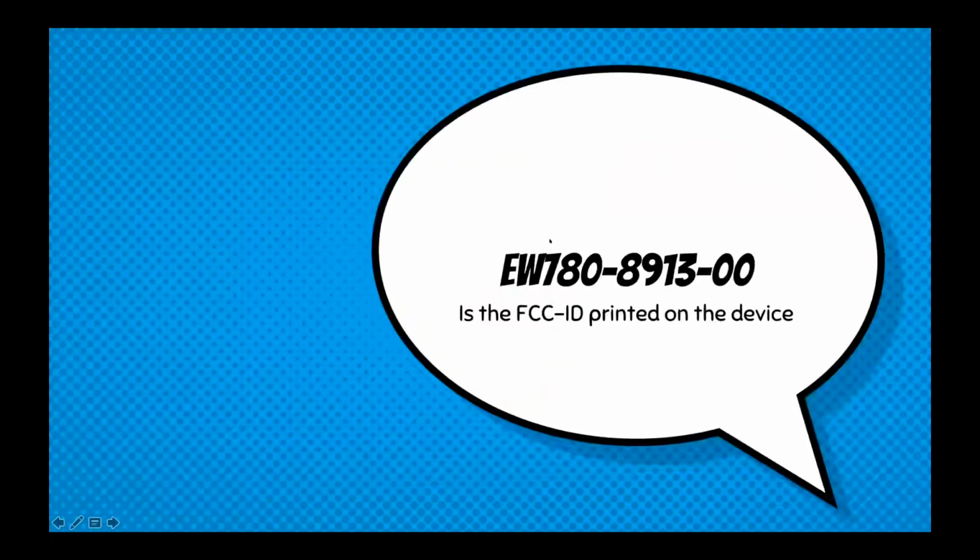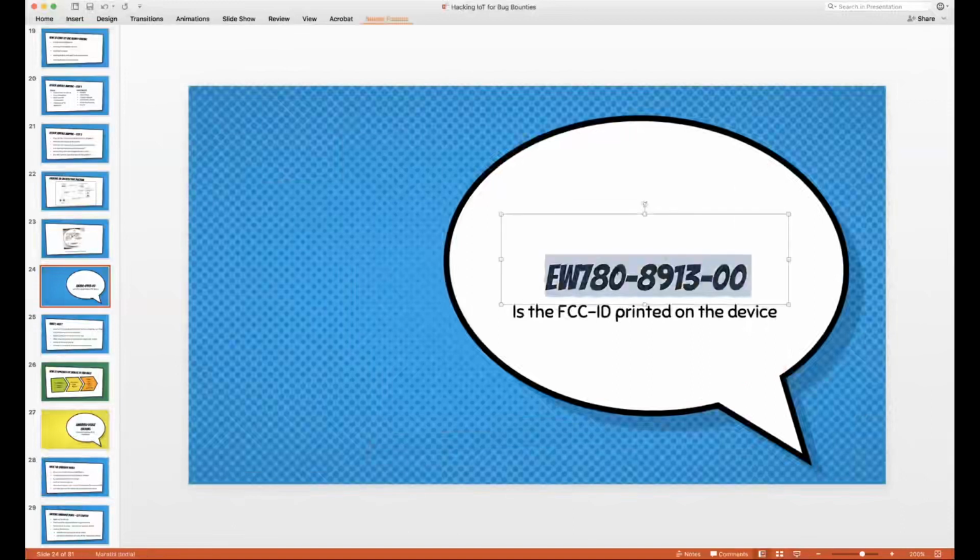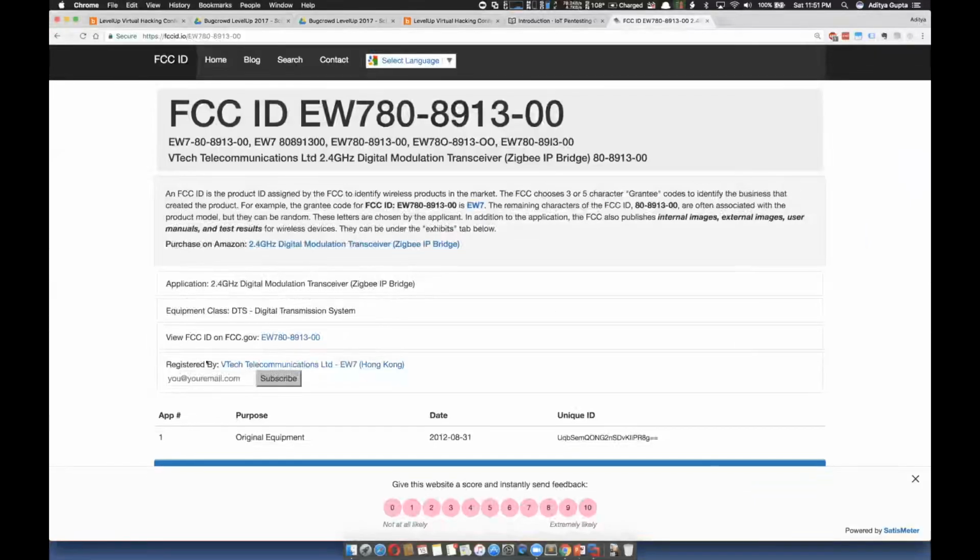So if you look at this particular FCC ID, and if you quickly go to fccid.io, is my Google Chrome browser visible? Let me check. No. Okay, just a second. Yeah, I think it should be visible now. Yep, it is. Okay, perfect. So if you just look up the FCC ID, this is what you get.